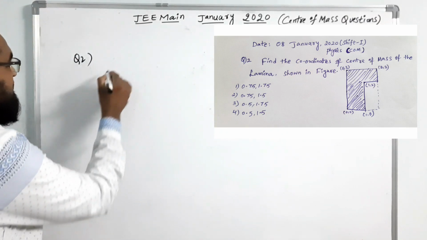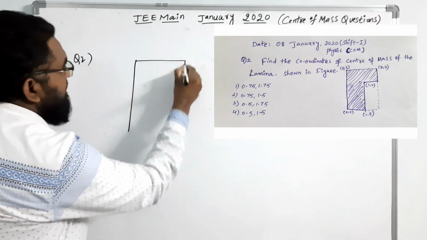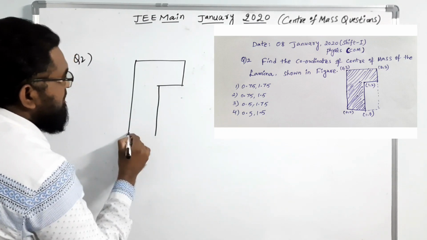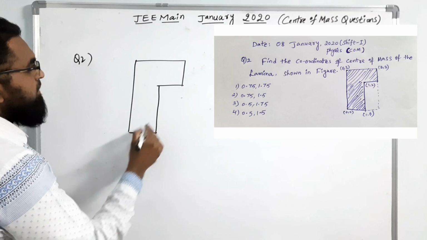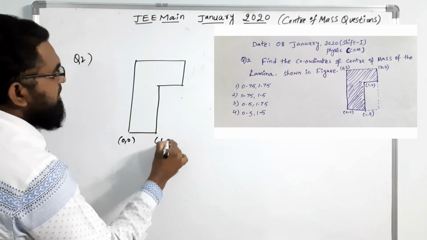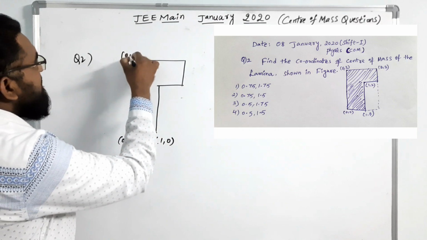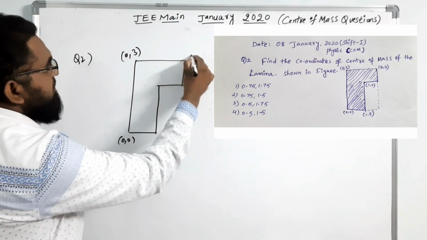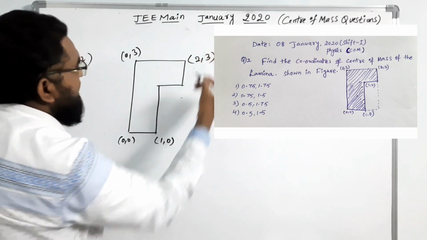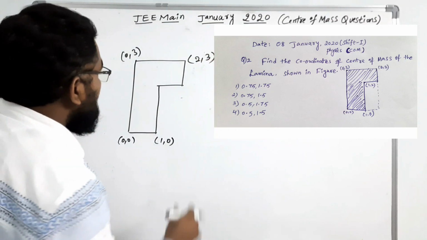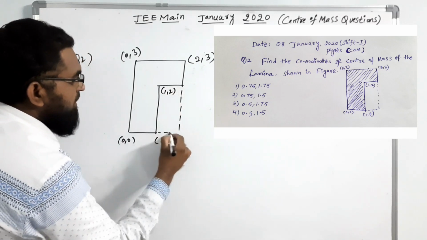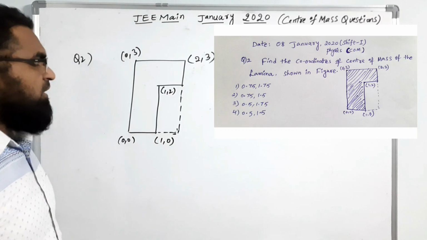Next, this is the lamina. The lamina is given with points 0 comma 0, 1 comma 0, then 0 comma 3, and 2 comma 3. This is also given as 1 comma 2. So we want this lamina's center of mass. It is very simple, we are going to derive it.